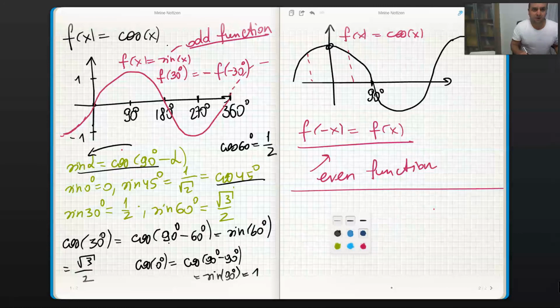I hope you learned something new here. Make sure you understand how the values are computed and everything's going to be all right.